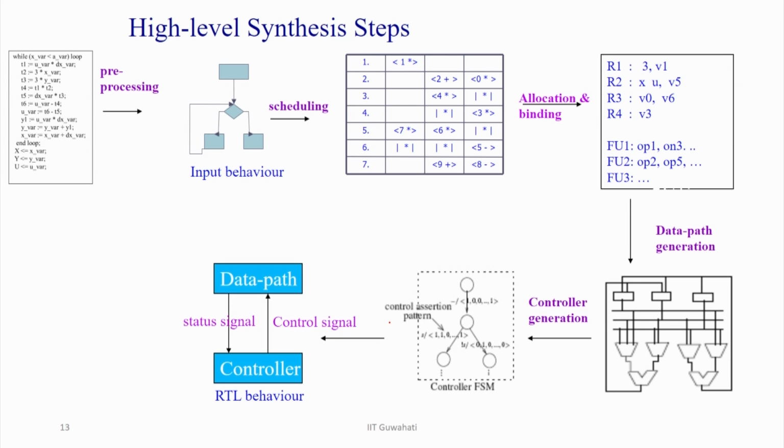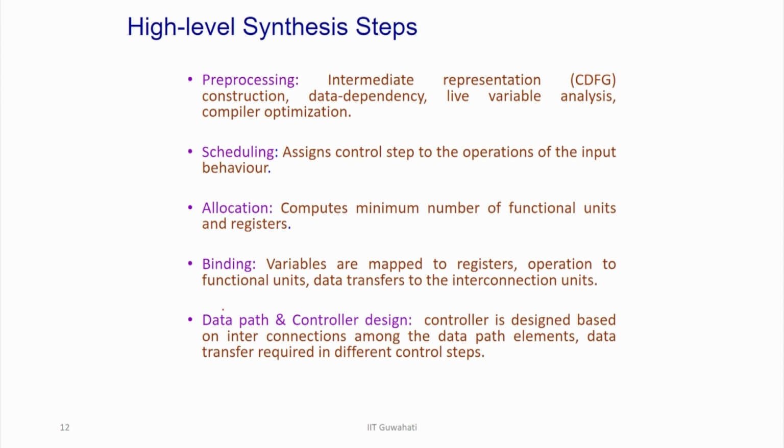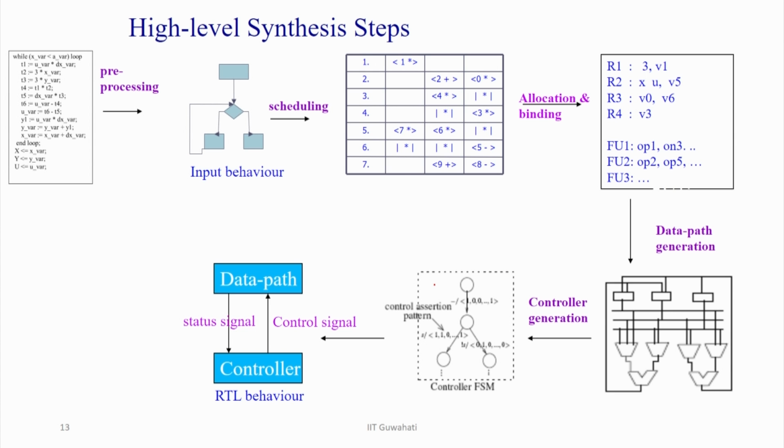That is what is shown in this diagram. We start from a high level C code, we do pre-processing, and we get a CDFG, a control and data flow graph. Then we do the scheduling. What is scheduling? We have multiple operations there, and we cannot execute everything in one clock. So, we have to assign time steps to the operations, that is, decide which operation we are going to execute in which time step. That is scheduling.